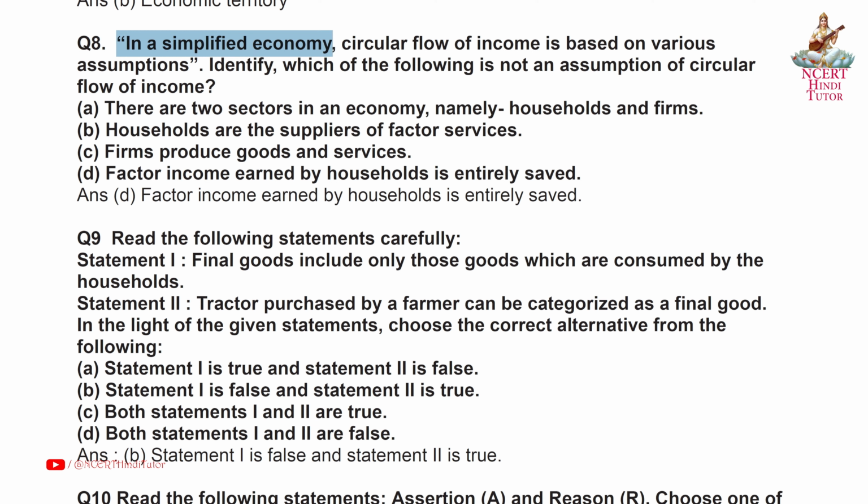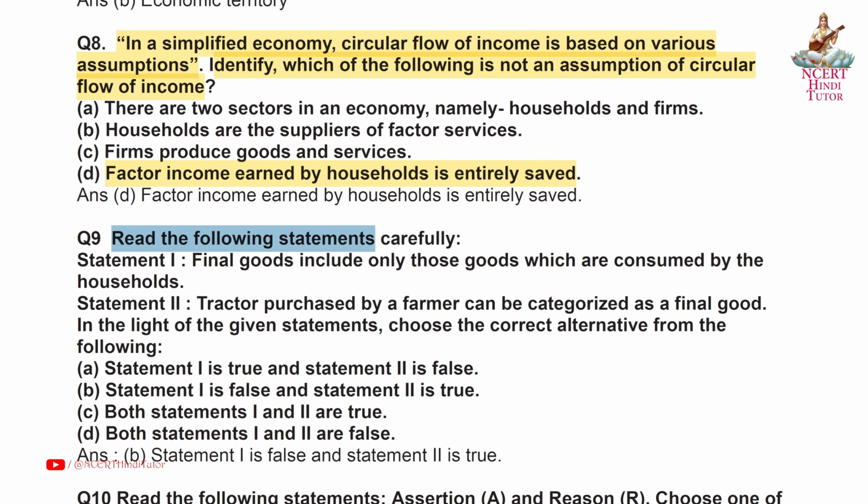Question 8. In a simplified economy, circular flow of income is based on various assumptions. Identify which of the following is not an assumption of circular flow of income. Answer D. Factor income earned by households is entirely saved.